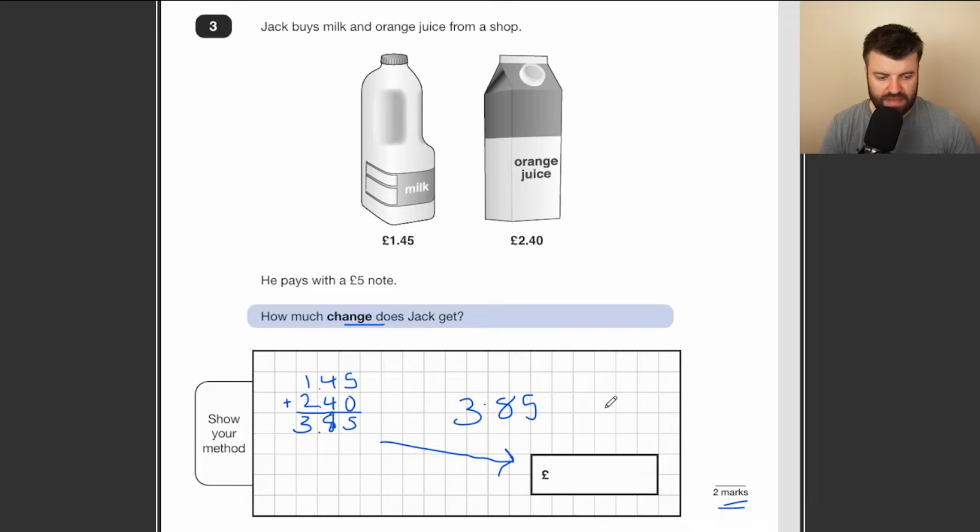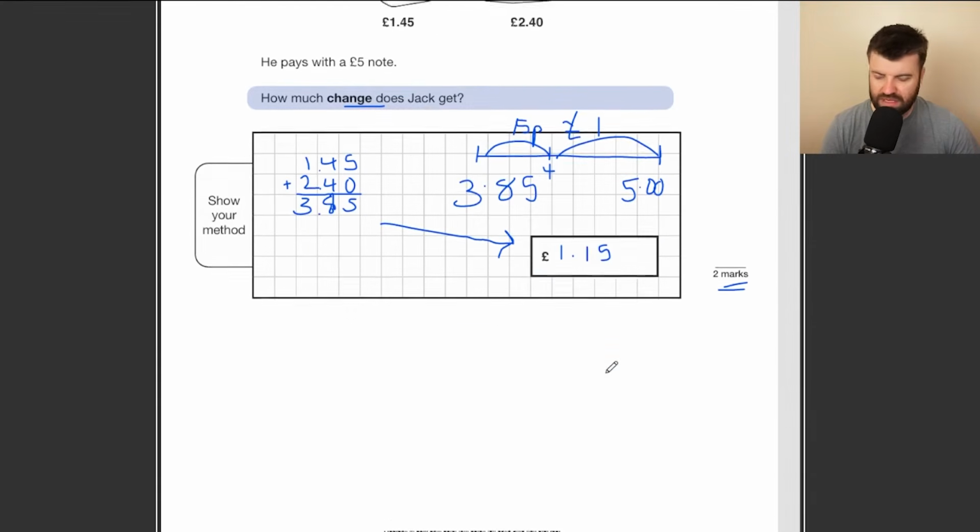and £5. Again, you could do column method. I'd like to do jumps, especially with change and 2 zeros here. Lots of exchanging otherwise. How much do I need to jump to get from £3.85 to £5? Well, the jump up to £4, that's going to be 15p. And then we have £1 left over. So £1 and 15p. Just make sure you write it correctly with the decimal, £1.15.